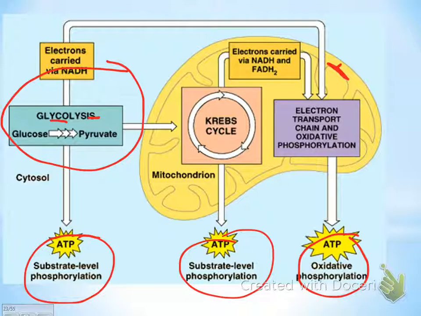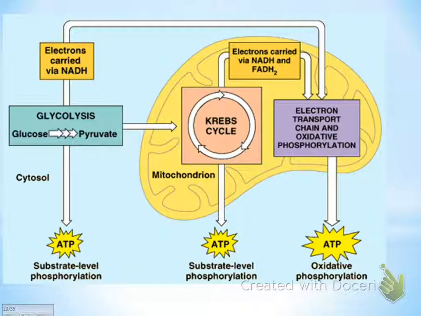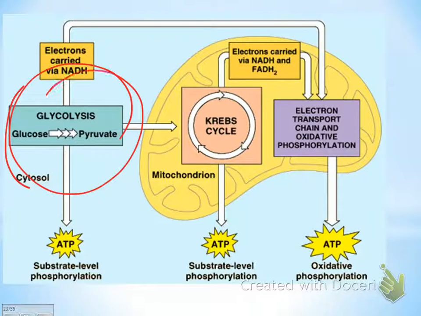Remember, oxygen is the final electron acceptor to make ATP. So if you look at this picture, the electrons originally come from glucose, and the electrons end at oxygen, but you make ATP. You make a bunch of ATP.